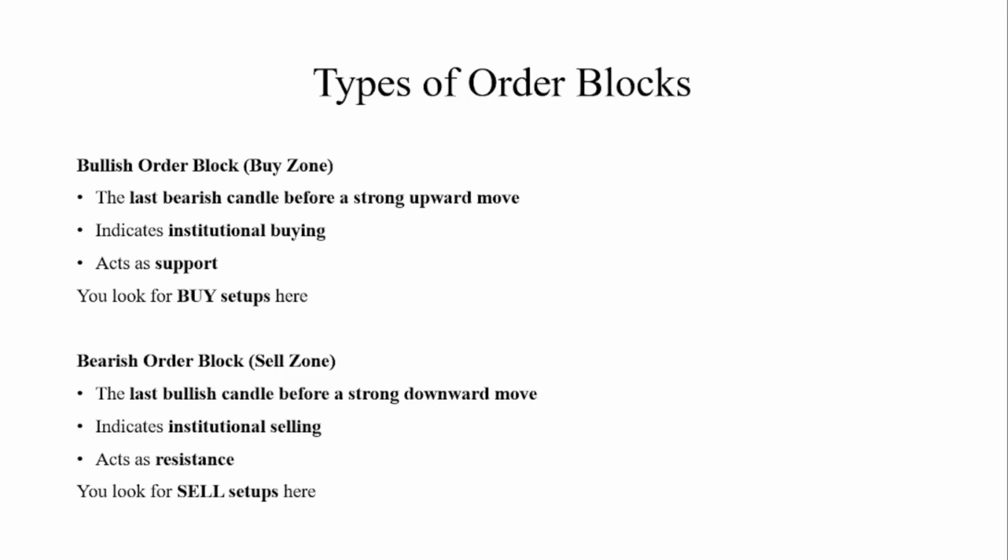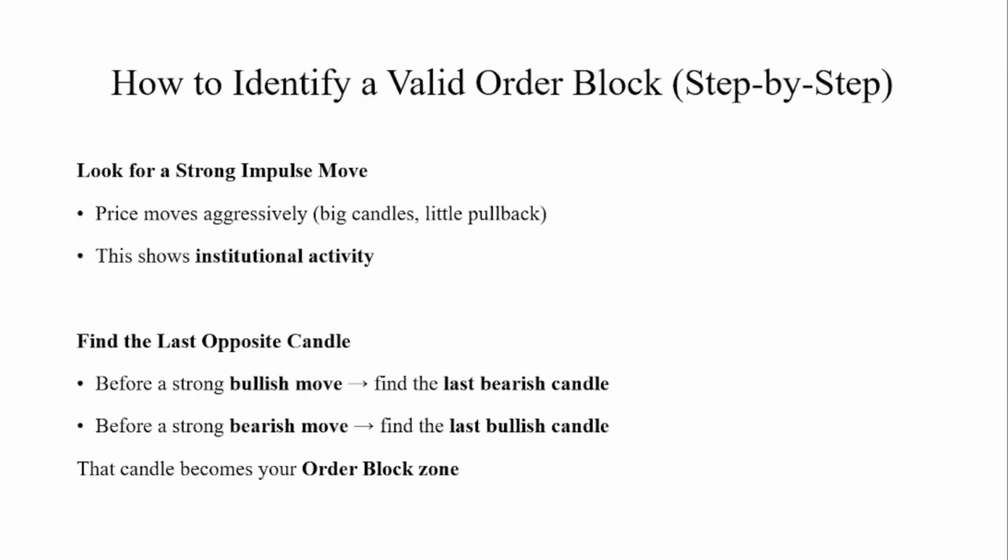Secondly, it indicates institutional buying. And thirdly, it acts as support. Then you look for buy setups. While on the bearish order block, which is your sell zone, the last bullish candle before a strong downward move indicates institutional selling and acts as resistance. You look for sell setups.